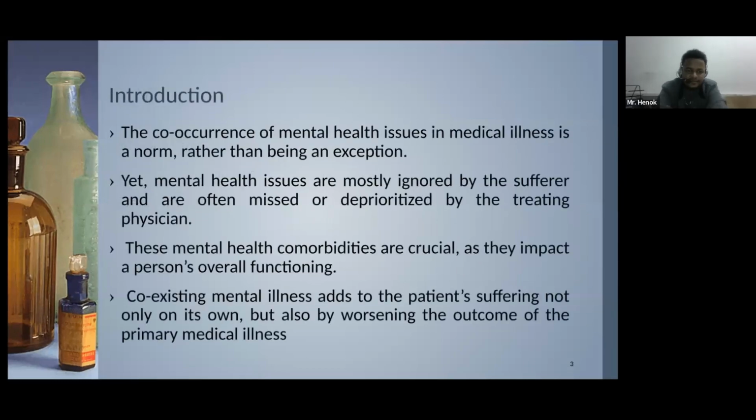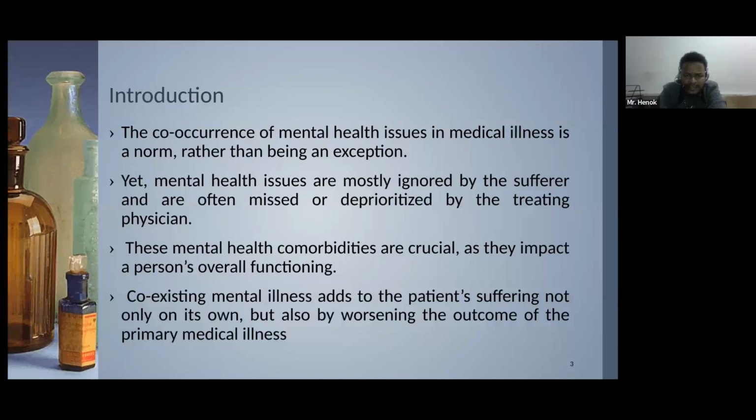As an introduction, the co-occurrence of mental health issues in medical illness is a norm rather than an exception. There are many consultation cases coming from a lot of wards, like the medical ward, surgical ward, emergency ward, right? The OB-GYN ward. One of the common reasons for consultation is the manifestation of psychiatric symptoms by a patient who is admitted for an otherwise medical case, right?